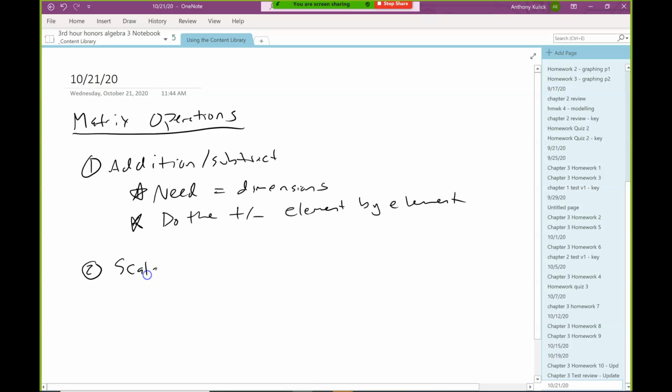We have scalar multiplication. We can always do this. Here we just multiply the scalar to everything in the matrix.